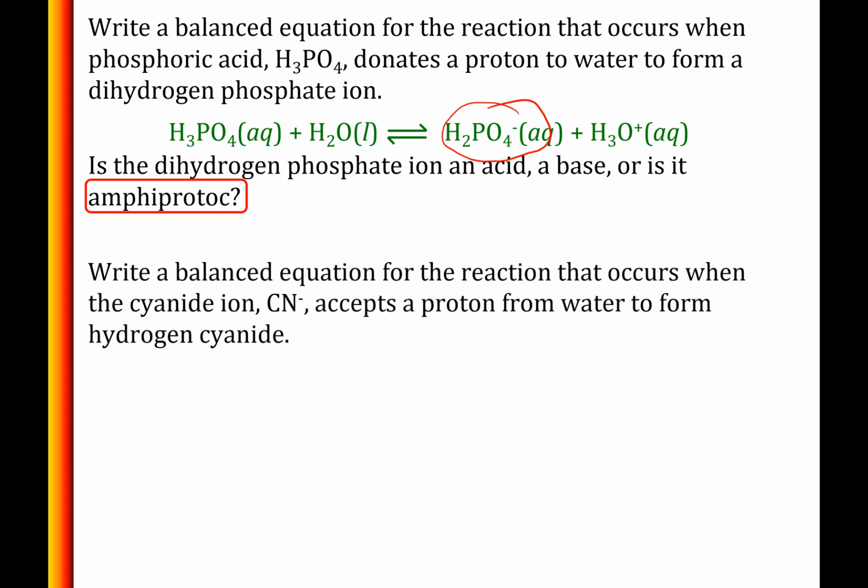Okay, now it wants us to write a balanced equation for the reaction that occurs when the cyanide ion, CN minus, accepts a proton from water to form hydrogen cyanide. In this one they tell us we're reacting cyanide ion, CN minus, with water. So those will be your reactants: CN minus plus H2O. We know that we're transferring a proton from water to CN minus because this negative sign can come grab a proton. So CN minus will be our base, and water will be our acid in this case. So we end up with HCN and OH minus.